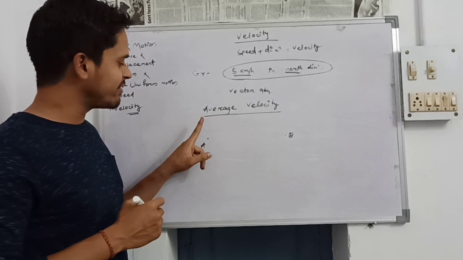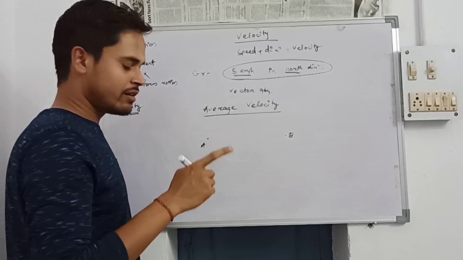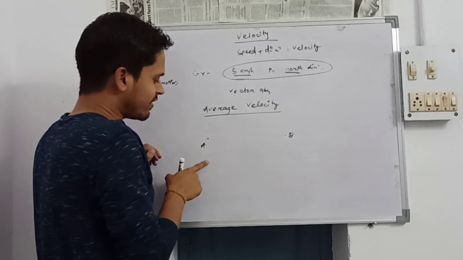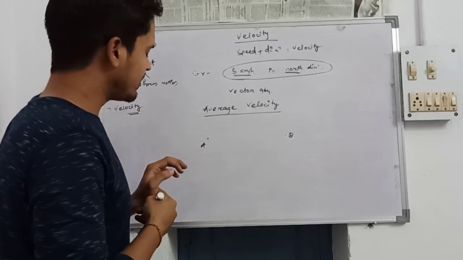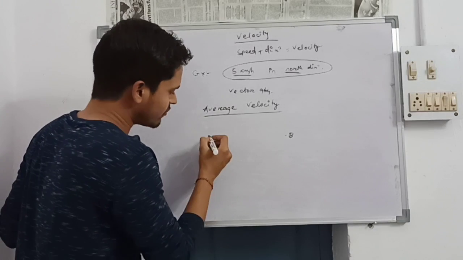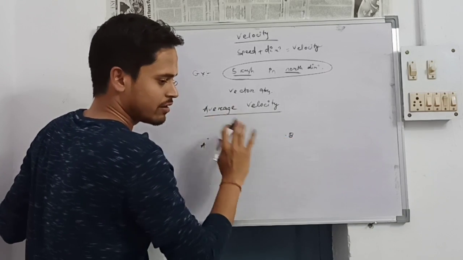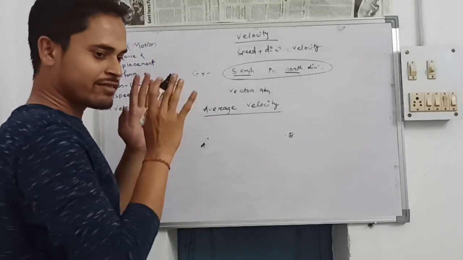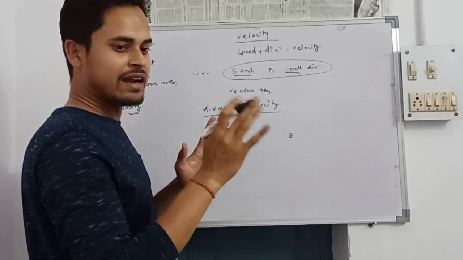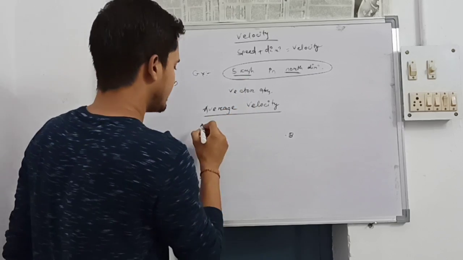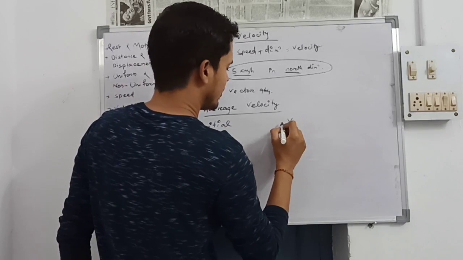That velocity is called initial velocity. When you take the time at first, at that time the velocity is called the initial velocity. Now I will take this time as the ending time, and that is the final velocity. Initial velocity and final velocity.